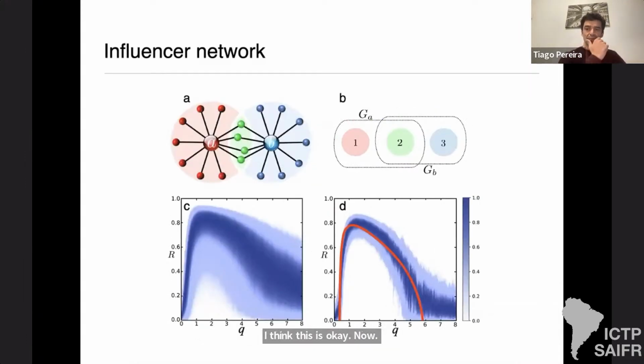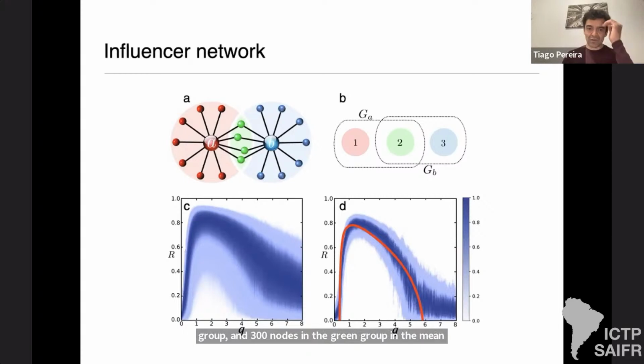What I will show you now is the same movie that you just saw, over multiple Q values. Let's zoom into picture C. This is for picture A, where I have this network, in the same style I presented before, with 300 nodes in group A, the red group, 300 nodes in the blue group, and 300 nodes in the green group in the middle.